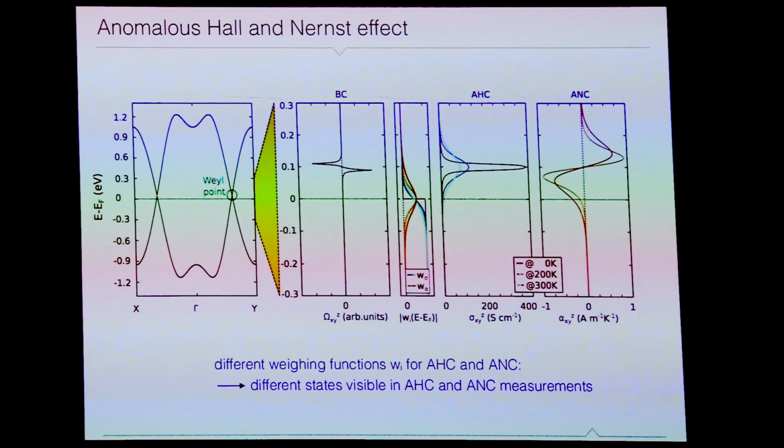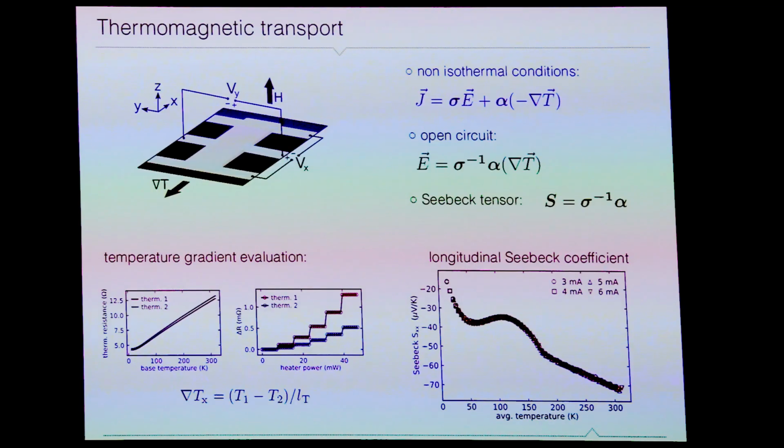So in principle, this could be used to study different states in your material, as you would have access to states different from those probed with the anomalous Hall conductivity. Now, how does that look experimentally? This is way more difficult than the electrical transport, because for the electrical transport, you just take some source meter and drive a current, but there is no machine driving a thermal gradient.